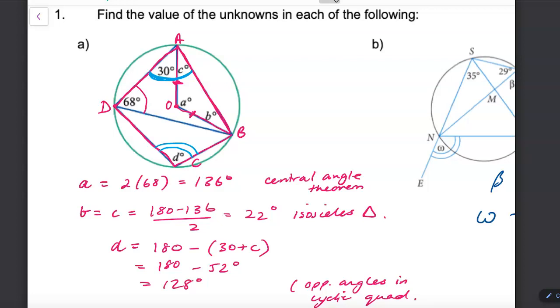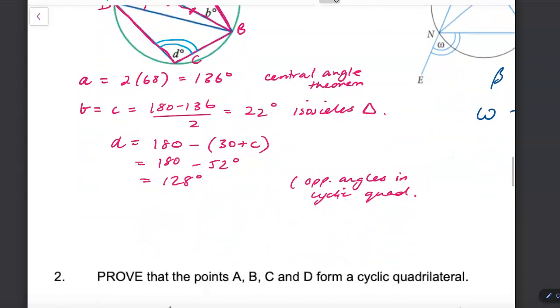Now pause the video and have a go at part 1b to see if you can write a reason behind how you evaluated the two unknowns in that situation. And then have a go at question 2 that says, prove that the points A, B, C and D actually form a cyclic quadrilateral. Think about what we've just proven in terms of the opposite angles being supplementary. We'll pause the video and come back and check your solutions and your proof.